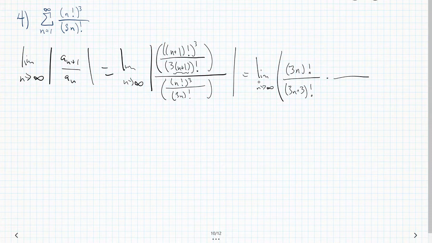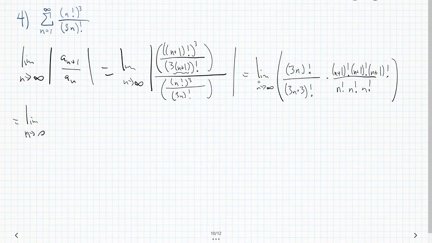we're going to have n factorial cubed down below, but I'm going to write that a different way. I'm going to write it n factorial, n factorial, n factorial. And then up top, we can write it as n plus 1 factorial, n plus 1 factorial, and then an n plus 1 factorial. Now, why is that so important? Well, that allows us to break this down a little bit more.